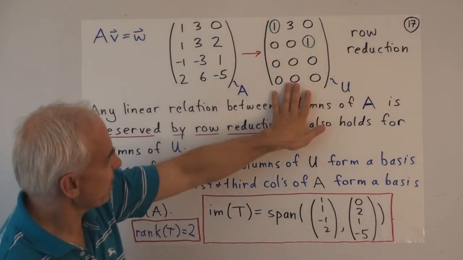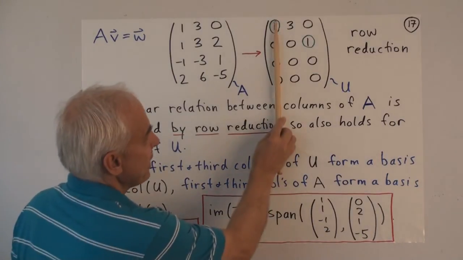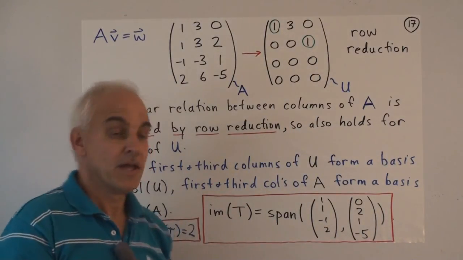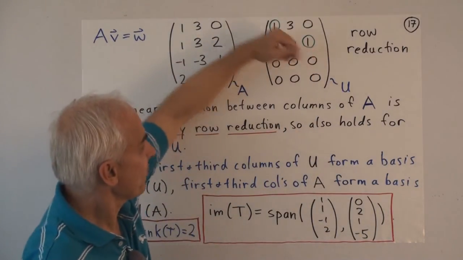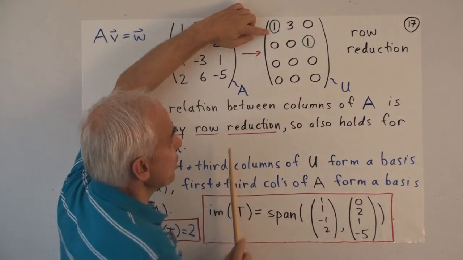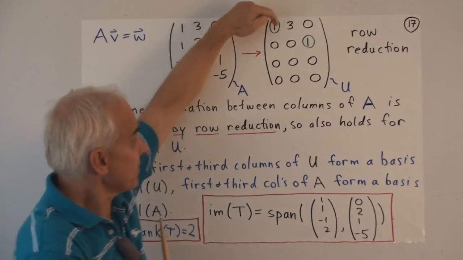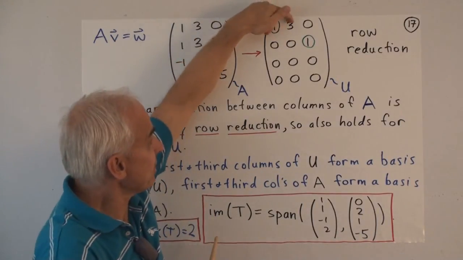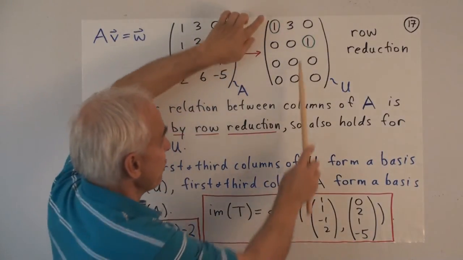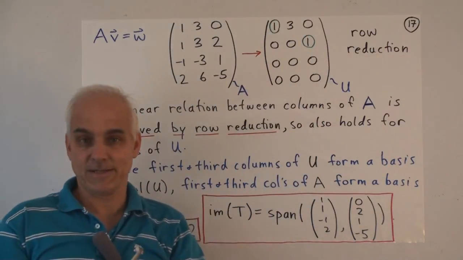So over here things are much simpler. Over here we can see that these 2 columns span the column space. In other words, the 3 columns are just linear combinations of the first and the third column. The second column is redundant. It's just a multiple of the first one. It's really these 2 columns that form a basis.